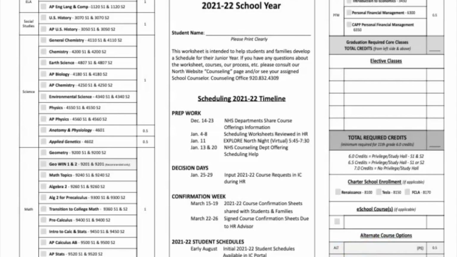Again, you're going to want to show them the sheet, walk them through it, answer their questions, and implore them that they should have this done before the end of the month when we're going to enter them in Infinite Campus in homerooms. Hope this helps.